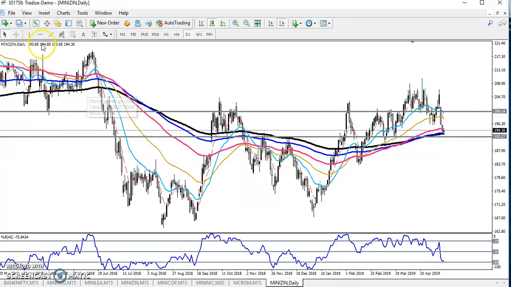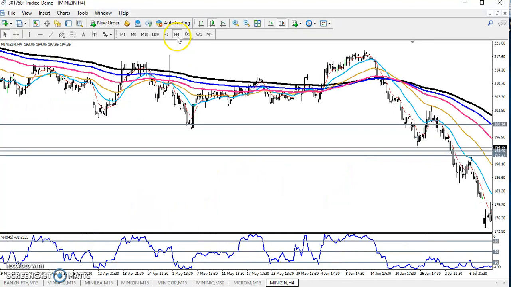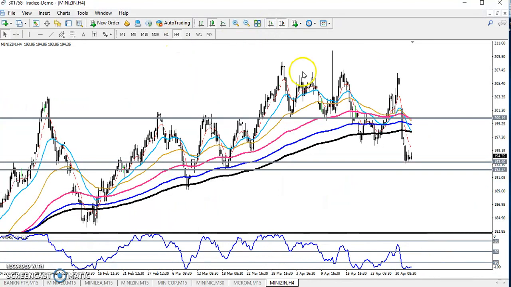Another thing you can see here is the 200 moving average. Right now it's the black one. Let me adjust it. Yes, this is the daily 200 moving average. If you see the 4-hour chart, this is a supporting line. It's showing the last higher point than the supporting line. So now you can see this area is a buffer zone.